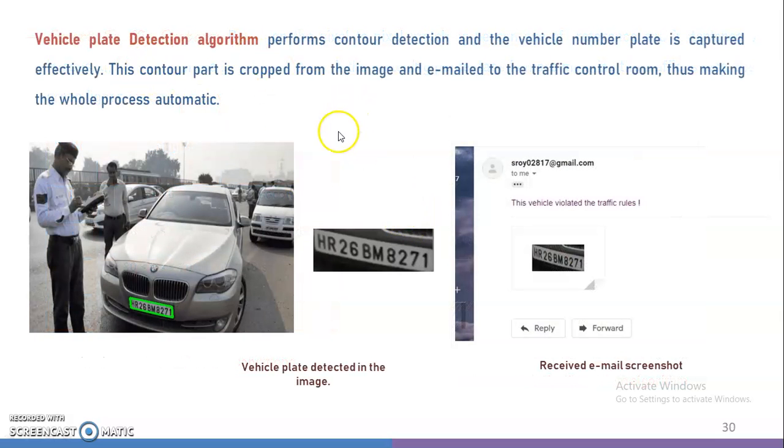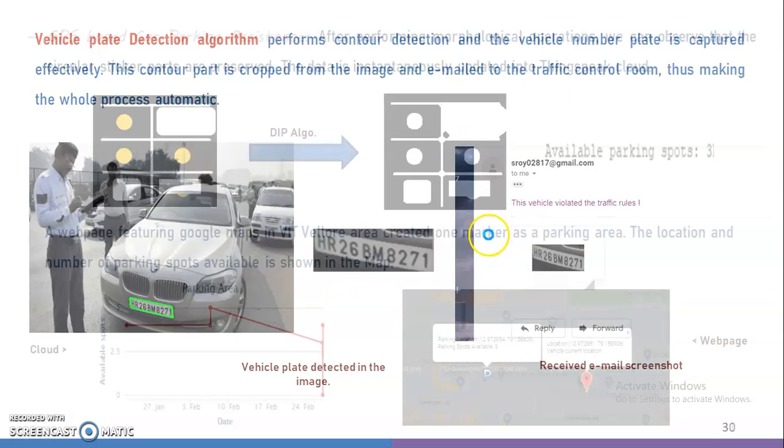Now the vehicle plate detection system, or the traffic violation system, comes with this. If a vehicle violates the traffic, the image is taken and this part is masked and cropped out, and the same thing is automatically emailed. Here we can see it is emailed, this vehicle violates the traffic rules, and it emails the traffic control room automatically. This is based on contour detection, and so this algorithm works.